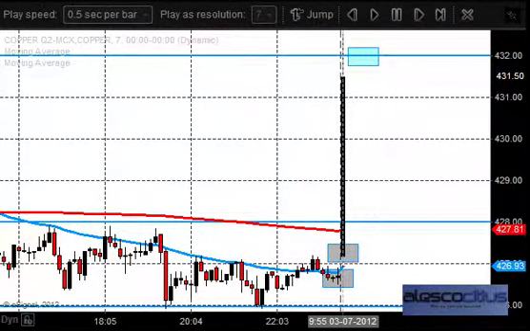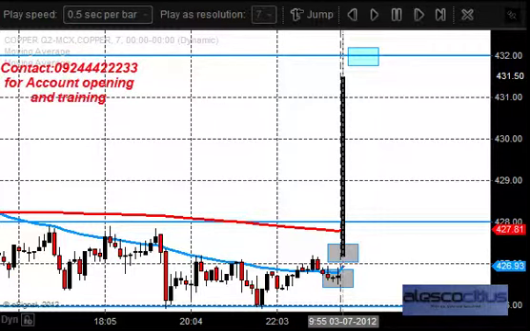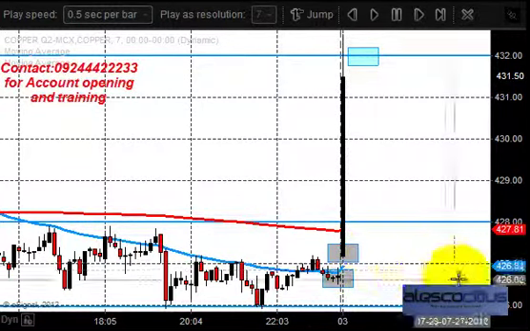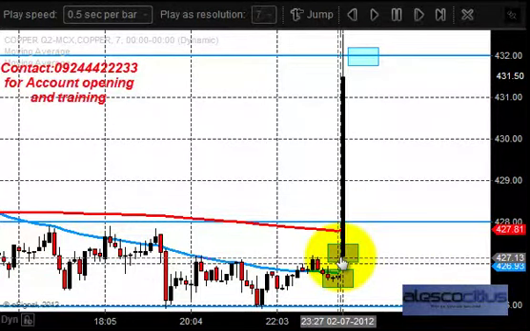Good morning. In this presentation, we are going to see how we can trade in MCX Copper today. Before looking into that, let us see what happened yesterday and what we expected yesterday. Yesterday, copper market opened around 427.2 approximately.